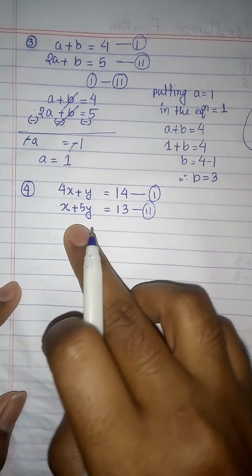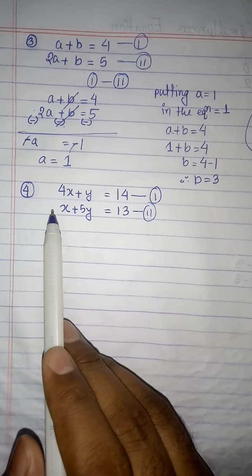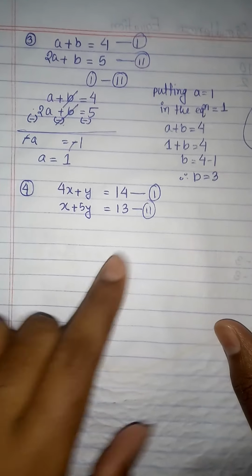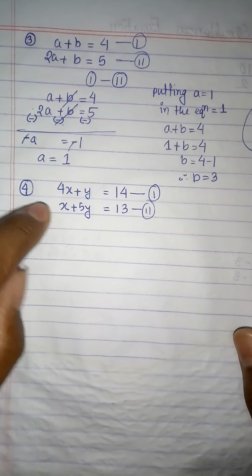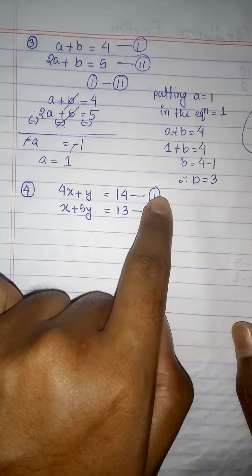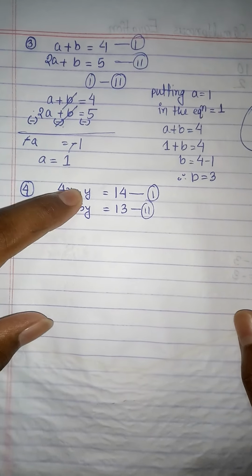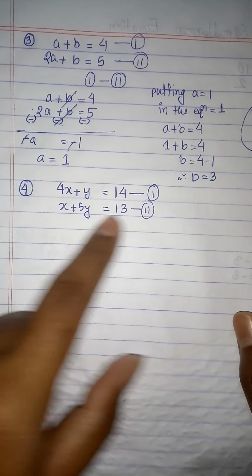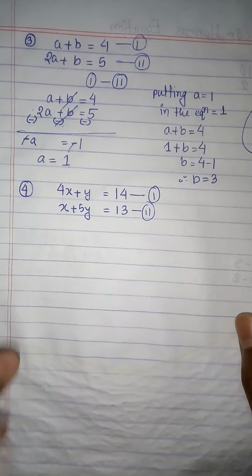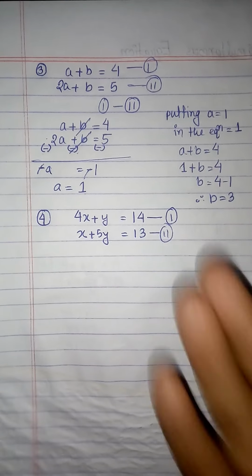Now, as I have told you, if you want to omit x, you have to use this 4 to multiply with this equation, and the coefficient of x in the other equation is 1, so you use that 1 to multiply with this equation. And if you want to omit y, in the first equation the coefficient of y is 1, so multiply 1 with the second equation and multiply this coefficient of 5 with the first equation. The reverse method is used here. So I want to omit x from these equations.